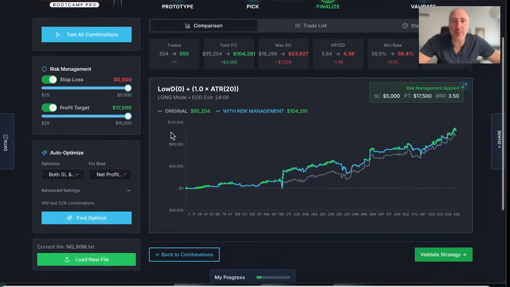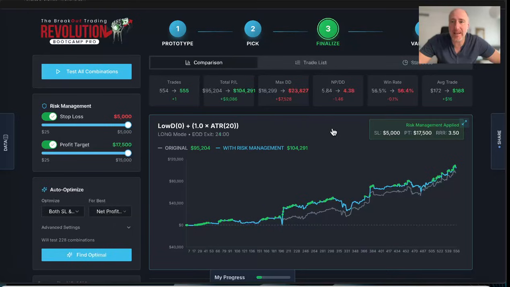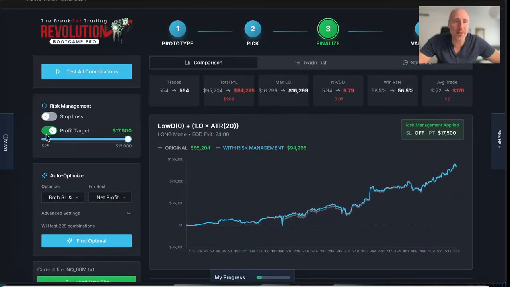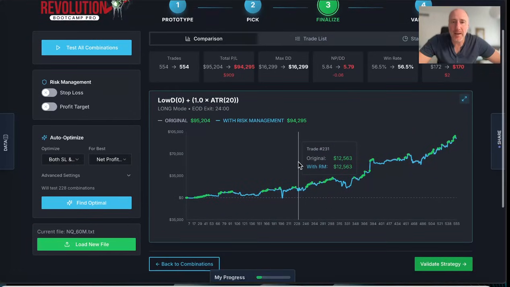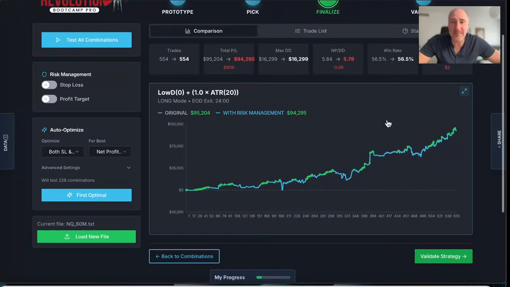Now, I wouldn't bother. I do not see significant improvements at this stage. I know that once we add a filter, it will probably get better. So in this phase, yeah, no stop loss, no profit target yet.